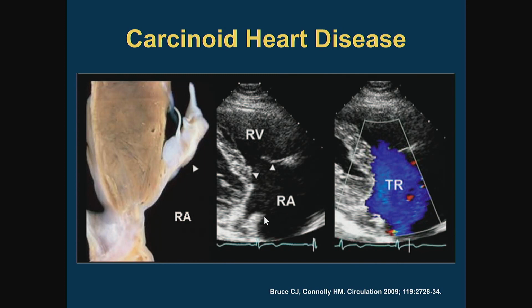On the two-dimensional echo RV inflow view, the arrowheads mark the thickened and retracted septal and anterior leaflets of the tricuspid valve, as well as marked enlargement of the right atrium and right ventricle. And this color flow image shows the severe tricuspid regurgitation that you would expect due to poor leaflet coaptation in this setting.